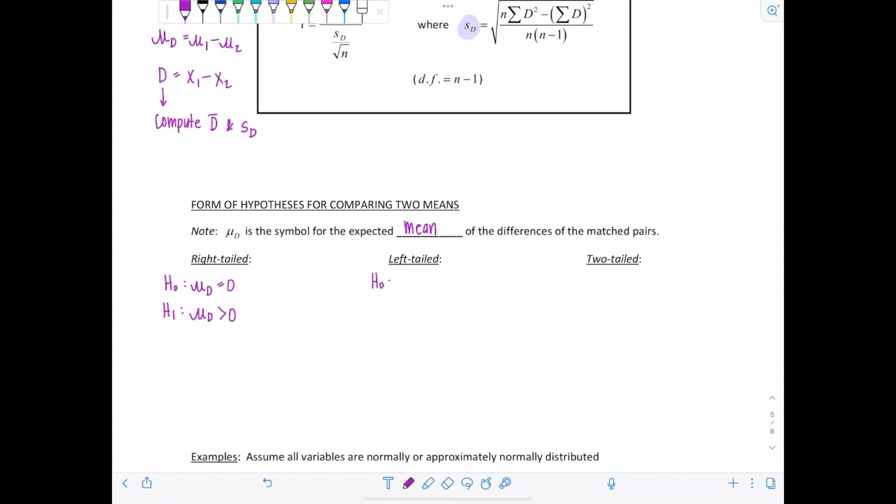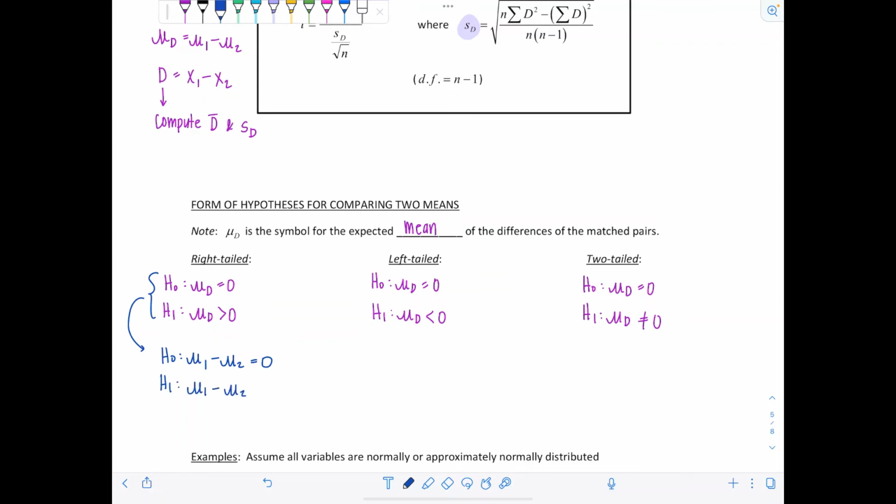Left-tailed, can you guess? Still mu sub d equals 0. We're always having the same null, okay? And then alternative is that mu sub d is less than 0. And then two-tailed, mu sub d equals 0. Alternative, mu sub d does not equal 0. What your book likes to use is still what we did in 10.2 and 10.3. So they'll just put mu1 minus mu2 equals 0.